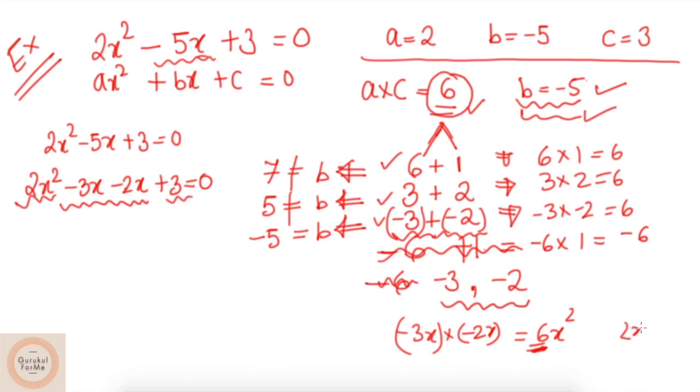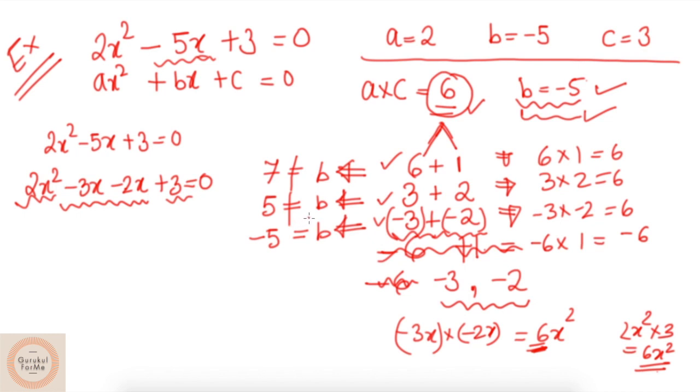So it is 2x square into 3. Does it give you 6x square? Yes, it does. So it satisfies both of them, right? The product is giving me the first term into the last term and the addition is giving me the middle term. Will you have to remember this? Yes, you will have to, if you have to solve it by factorization.